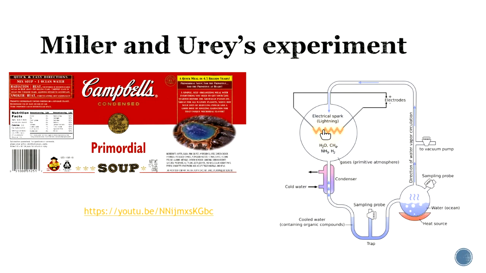The water vapor is going to interact with all these different primitive gases. As the water interacts with these different gases, they're going to mimic the atmosphere and apply some electricity. And then they're going to have a condenser. Now the water is going to condense right here. And they're going to take samples from this area right here.